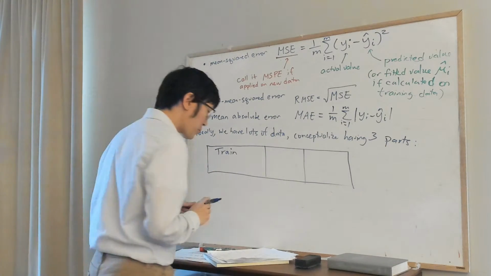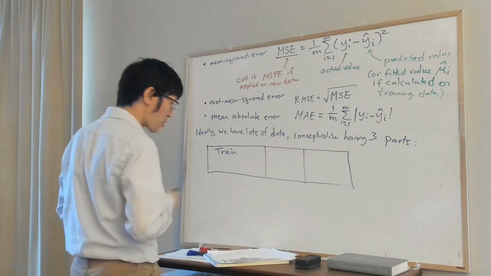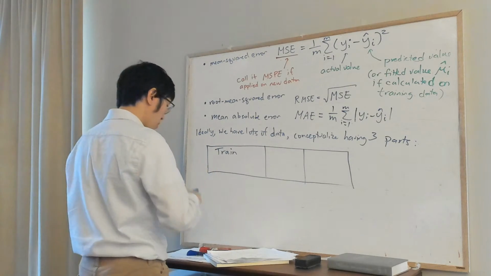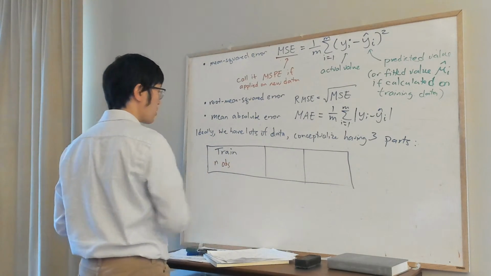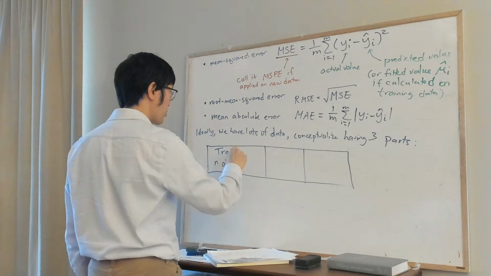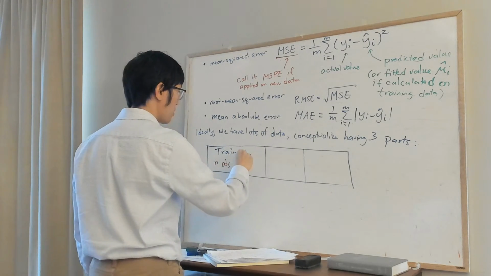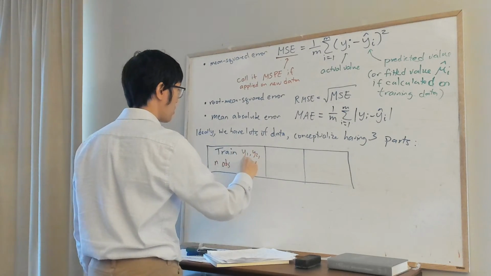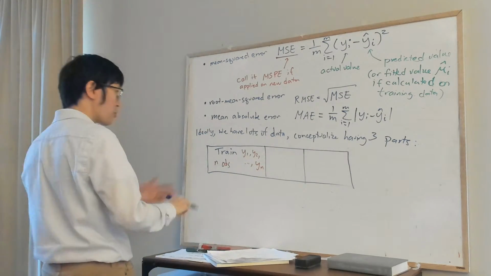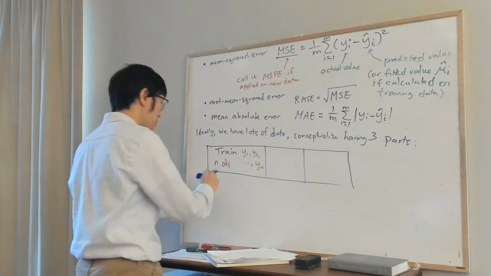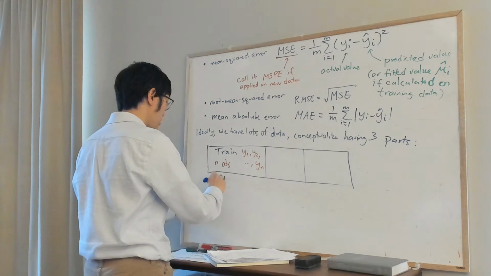Just for the sake of argument, let's say this consists of n observations. We can list the responses y1, y2, up to yn. So we have observations here, and what we're going to do with the training data is use this to fit models.